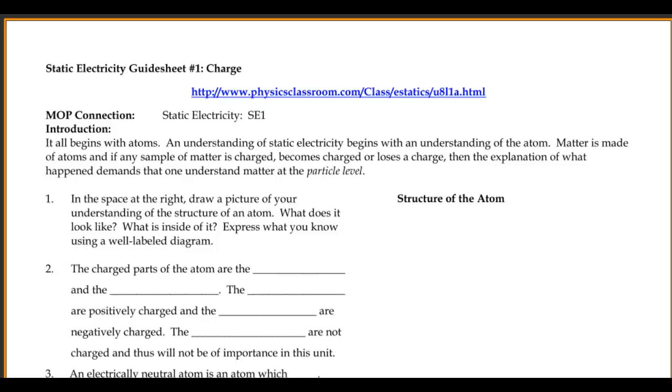Alright, welcome to Static Electricity Guide Sheet number 1. We're going to start with the atom, so hopefully you can remember your basic chemistry. Electricity is a fundamental property of elements of the atom. The electron will have a negative charge, and the proton will have a positive electric charge. The neutron will be neutral.